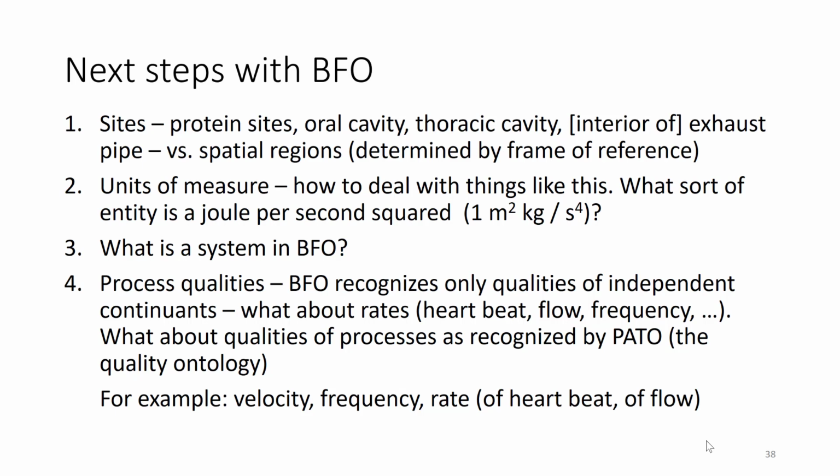There are things called joules per second squared. Now, I don't think that BFO can deal with joules per second squared. I don't think anybody can deal with per second squared entities anyway. What is a second squared? What is the ratio of something with a second squared? I don't think those things are ontologically easy to understand.